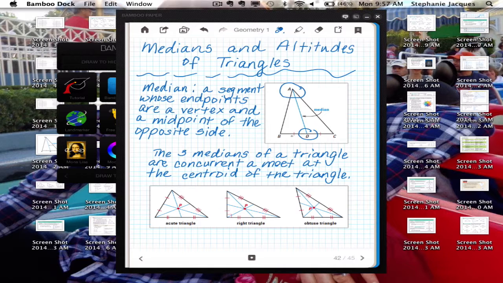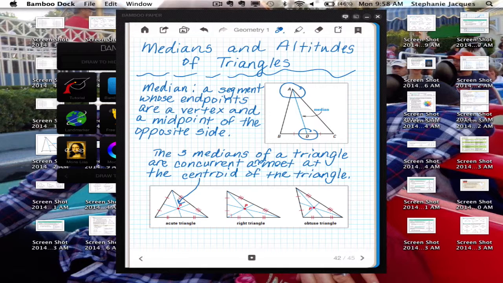So therefore these two sides are going to be equal. BD is equal to DC. The three medians of a triangle are concurrent and meet at the centroid of the triangle. So it's called a centroid. So P is a centroid in this case. When you draw those medians from the vertex to the opposite side's midpoint, you get a point here, and we call that the centroid. So P is the centroid.